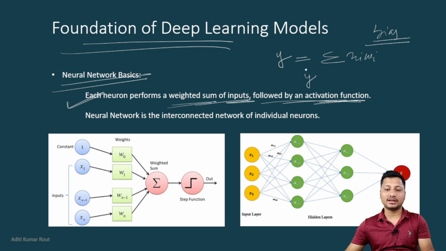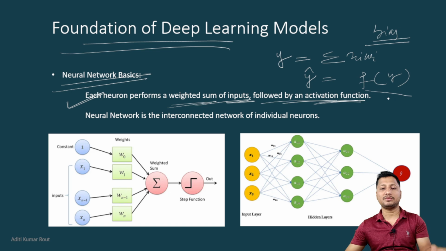If you can check, y hat equals some function of y, or maybe adding some function of y. The function may be different types of activation functions. It basically depends on the problem statement. This is basically what I can say is a single neuron. This is the concept of a single neuron.